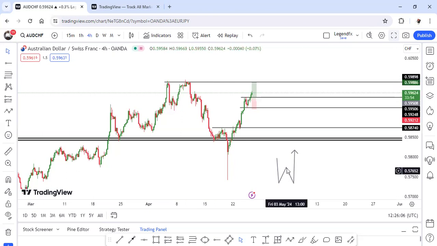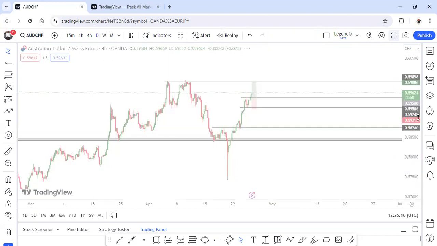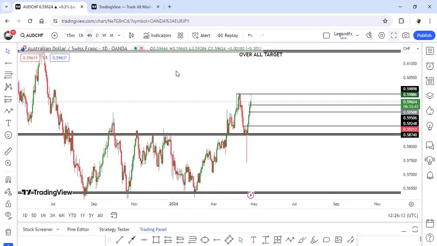I hope you have gotten a clear example of how to know market structure and how to trade using it.